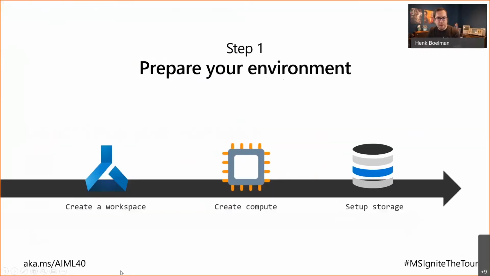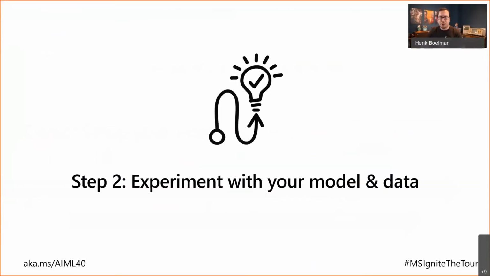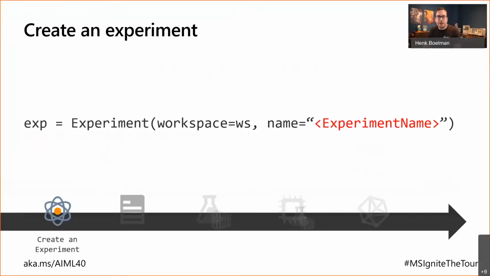So let's continue with building our model. Now we have a workspace, compute, and storage. We can actually start experimenting with our model and with our data, which I think is personally one of the most fun things about the machine learning journey. For that, we need an experiment, and the experiment is the glue that holds everything together. So I create an experiment, my new Tailwind Traders model, and then I start experimenting with it.